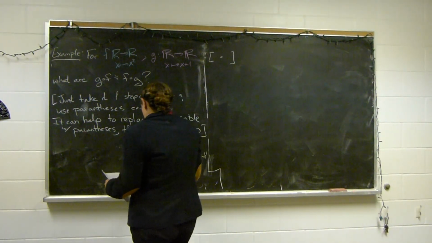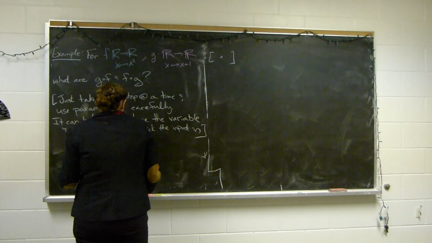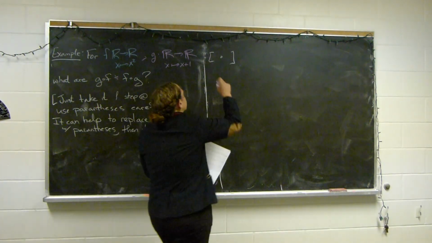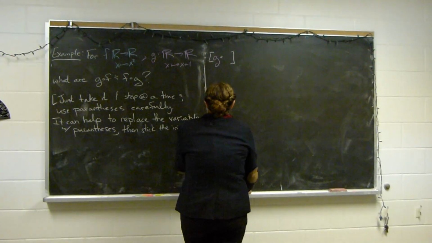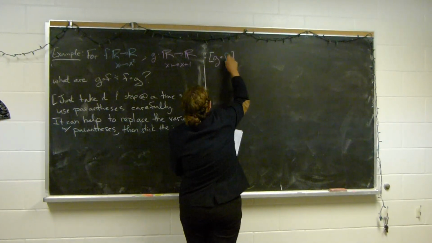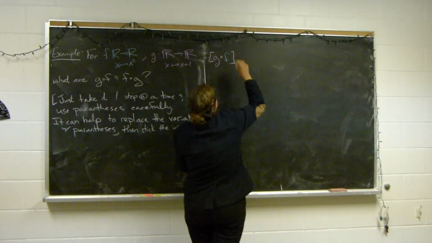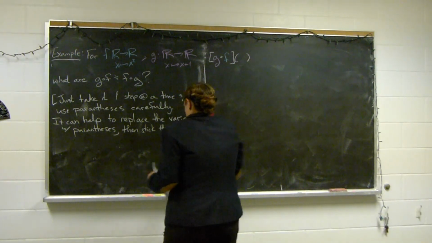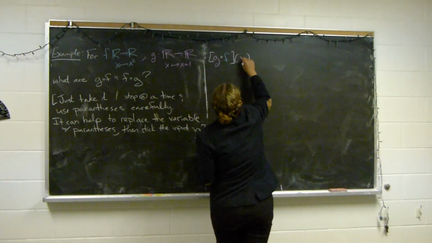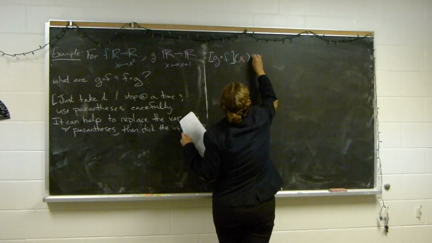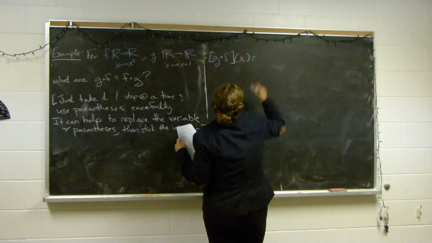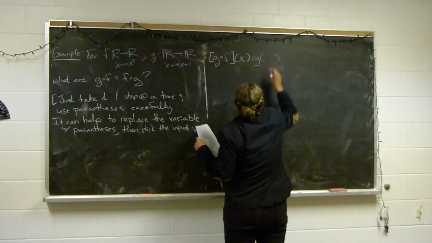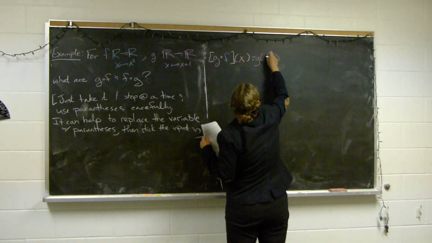So let's start where we're going to have, I'm going to do G composed with F. So I'm going to go G composed with F of X. Right, and then we just remember from the definition, this is that I'm applying G to the whole thing of F of X.